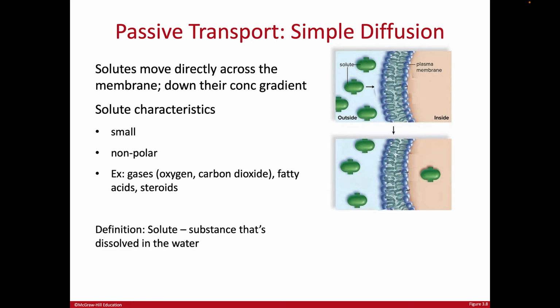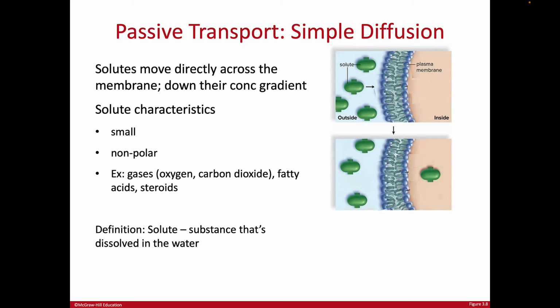If it can do passive transport by simple diffusion, it would just go directly across the membrane. And you can see that here. We've had one of these substances move across the membrane. And they would distribute until they were equal concentration inside and outside the membrane. Solutes that are able to move by simple diffusion are small in size. They're non-polar, meaning they do not have any charges or polarity or partial charges.